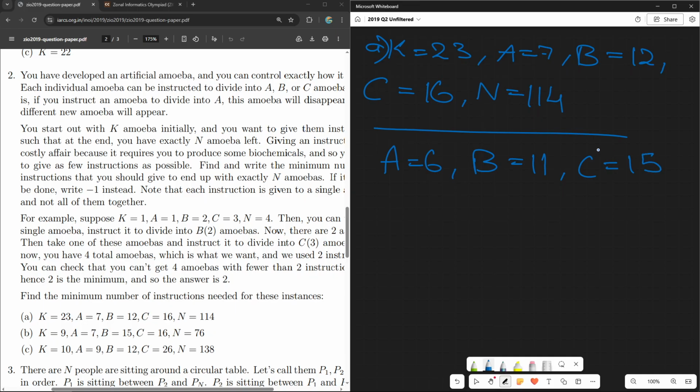Why did we do this? Because as we know, after an operation, that individual amoeba itself gets destroyed. So instead of calculating minus 1 for each of them, from the start we can subtract 1 from each operation. Now what we have to achieve is N equals 114 with the least possible number of operations.